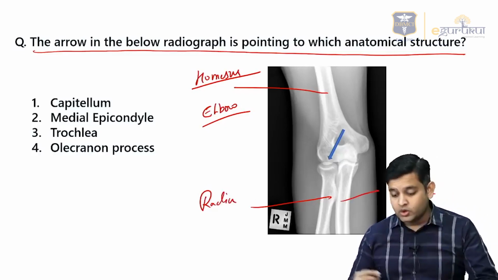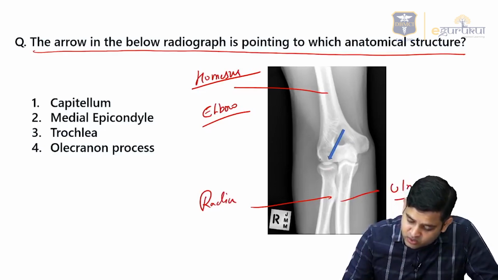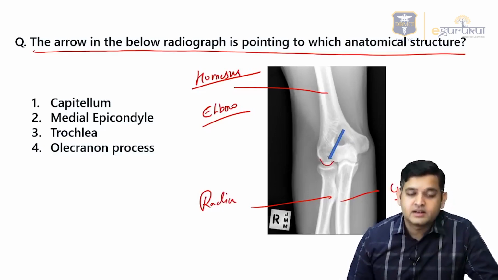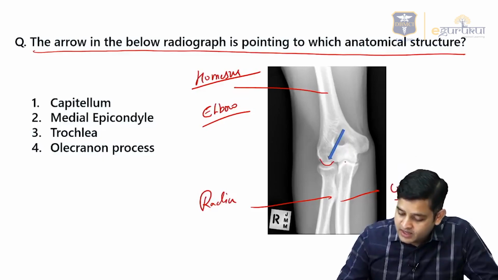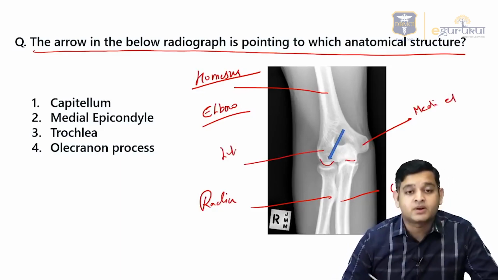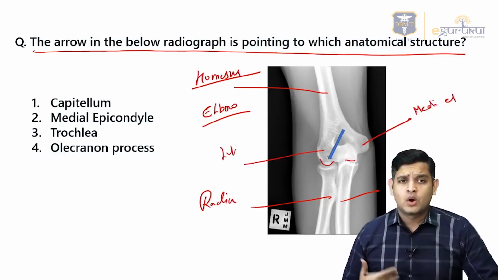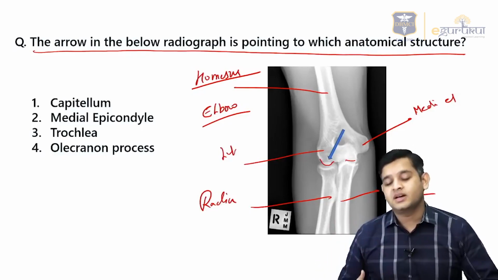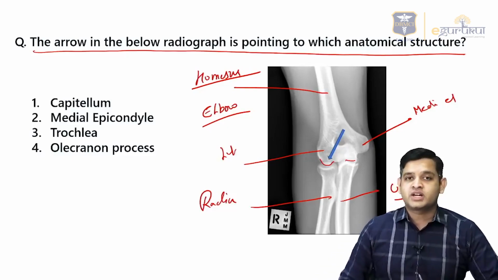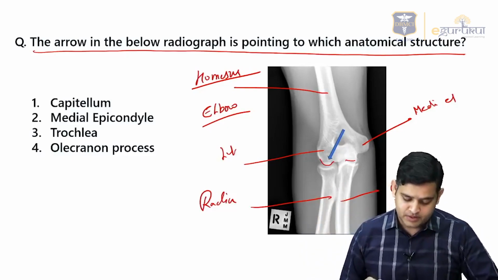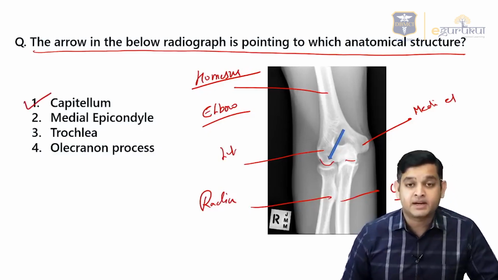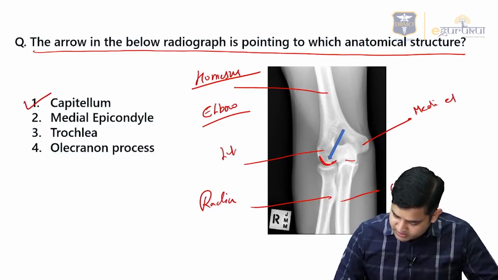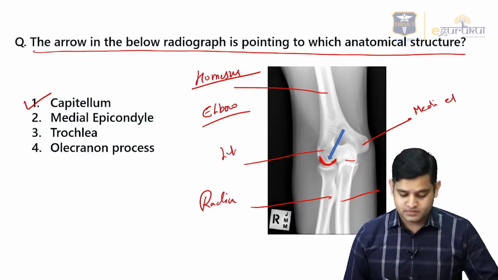Now you know that the radius is articulating over here with the capitellum. Ulna is with the trochlea. The medial part is the medial epicondyle. The lateral part is the lateral epicondyle. And on a frontal radiograph, the olecranon process will not be seen because that is projecting posteriorly. So this is the capitellum. This structure that has been marked is the capitellum.